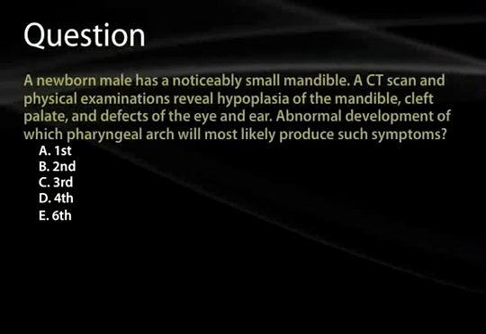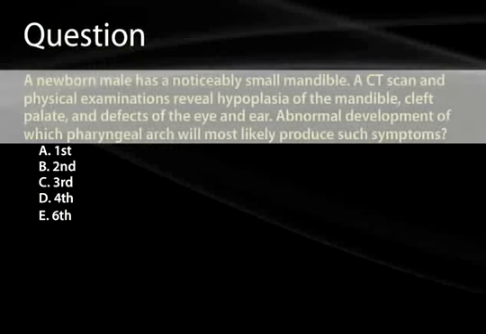Let's start with a question to make the relevance of this area importantly known. A newborn male has a noticeably small mandible, and a CT scan and physical examination reveal hypoplasia of the mandible, a cleft palate, and a defect of the eye and ear. Abnormal development of which pharyngeal arch will most likely produce such symptoms?